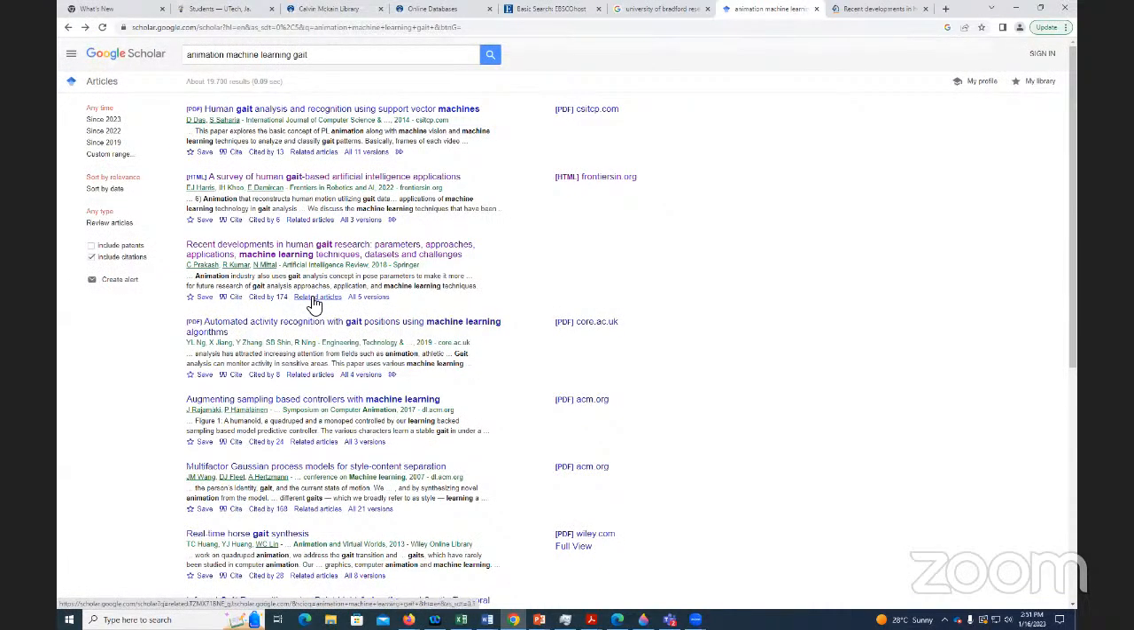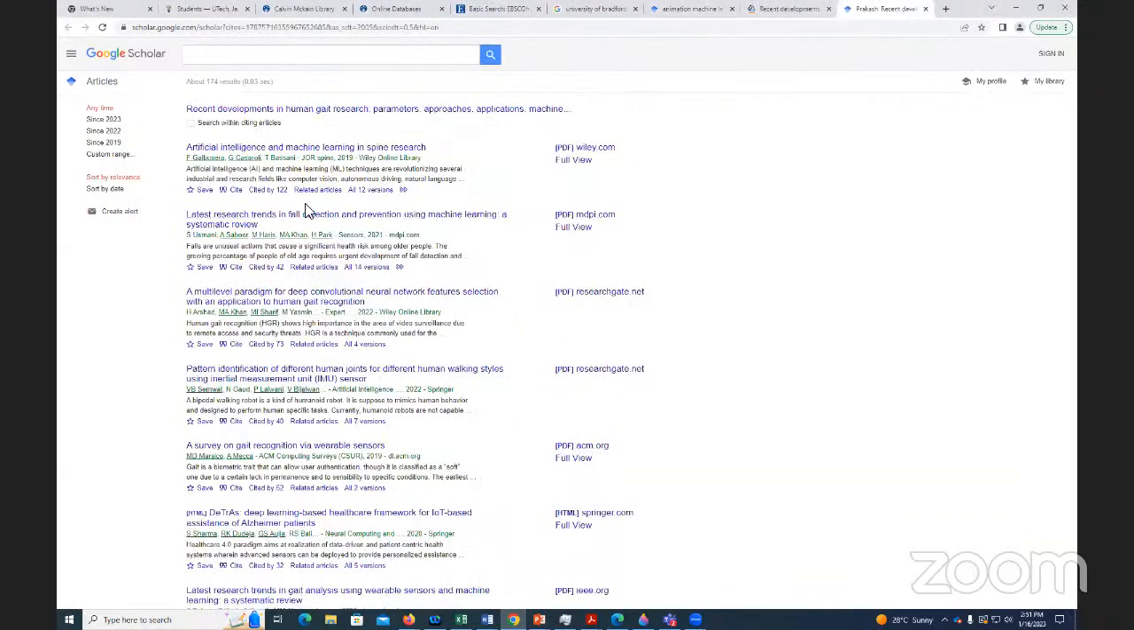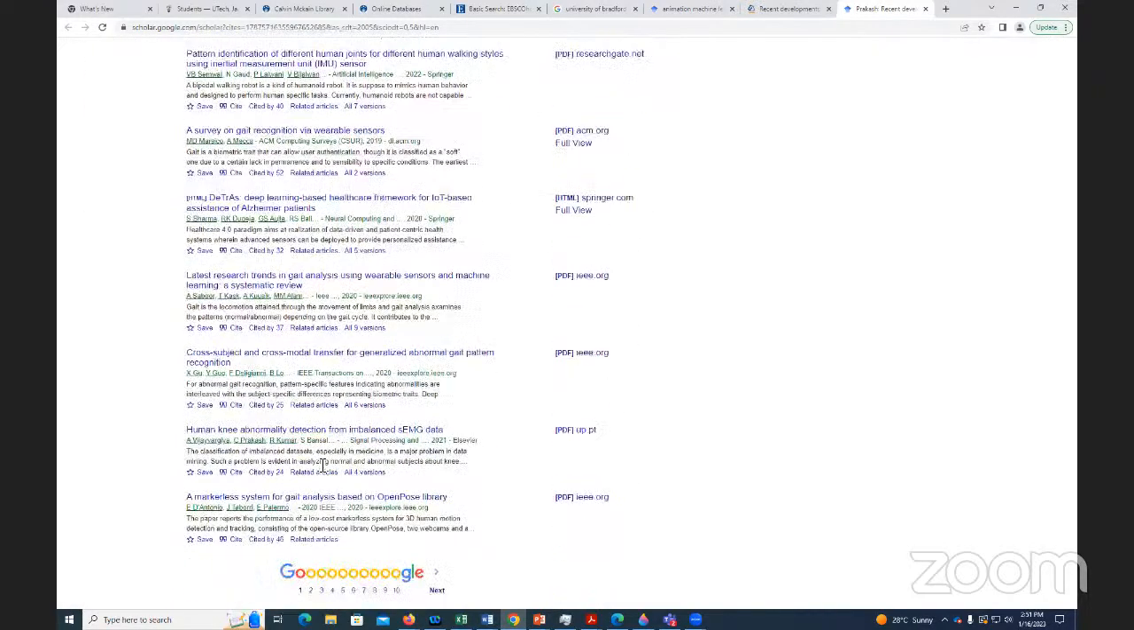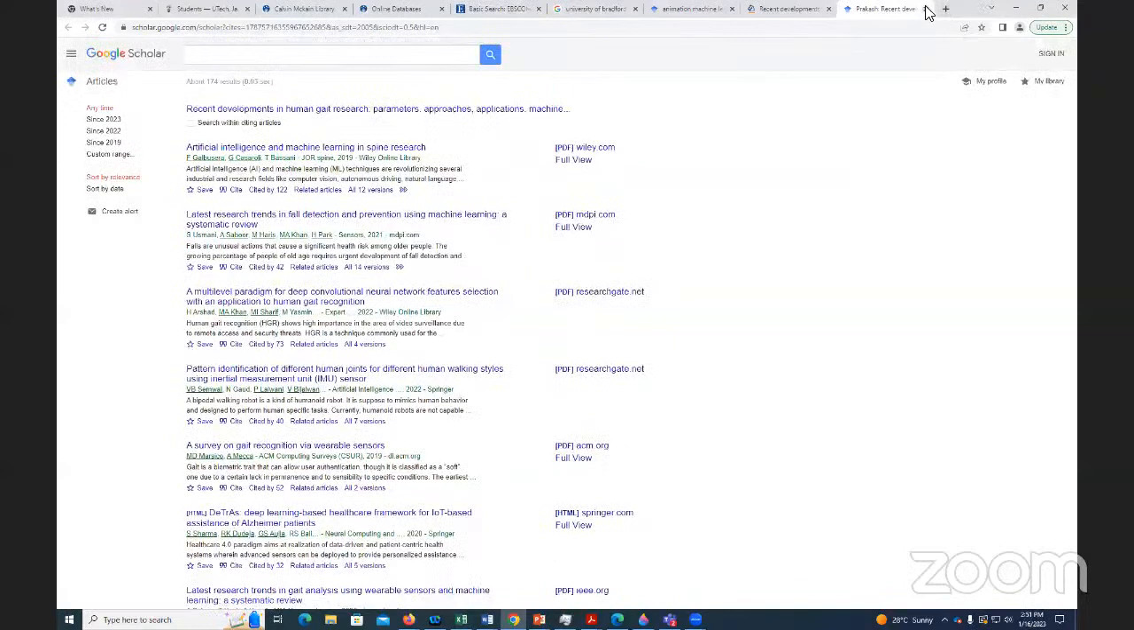You can look at related articles. In addition to this, let's open this first. This article is cited by 173 articles, meaning 174 different articles cited it in their papers. This is useful because if you decide to do a paper on GATE and AI, some of these articles might be relevant, and you can scroll down to see which are relevant to your discussion.